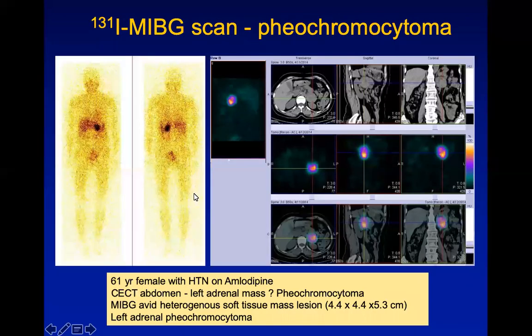this is typical. Some of our consultants, when they have a doubt, especially when you have an ultrasound proven adrenal mass, use it. Here is concentration of MIBG in the left adrenal in a patient with a mass seen on the CT. So this proves that there is a left adrenal pheochromocytoma.